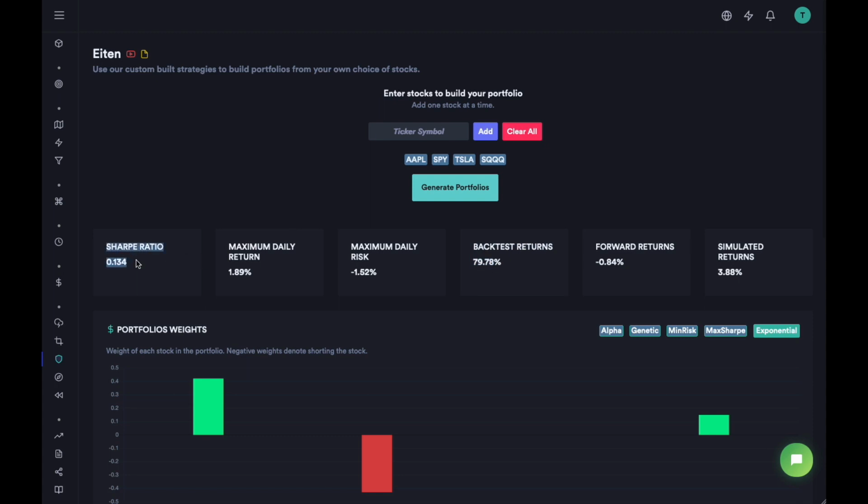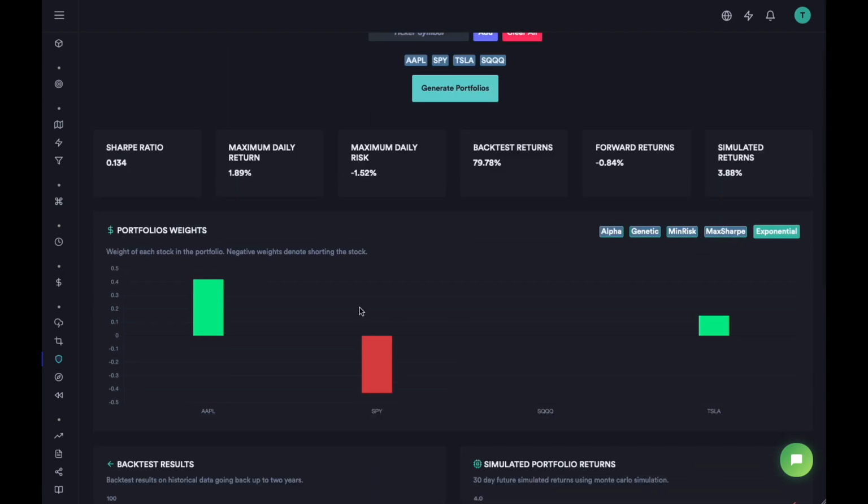So the Sharpe for this is the highest. The first two were 0.11. This is providing us a 0.13. The maximum daily return 1.89 is better than the maximum daily risk 1.52. So this one seems like a good portfolio, and we can see what it's doing. So it's buying Apple and Tesla, and it's shorting SPY, so that the portfolio is slightly balanced in the market.